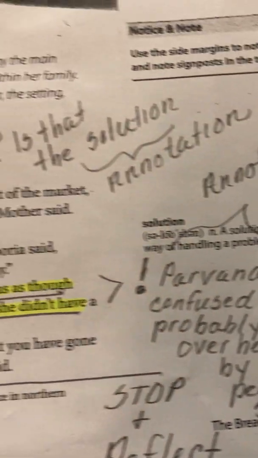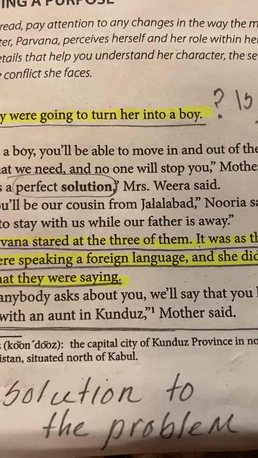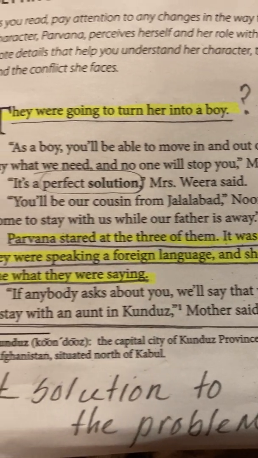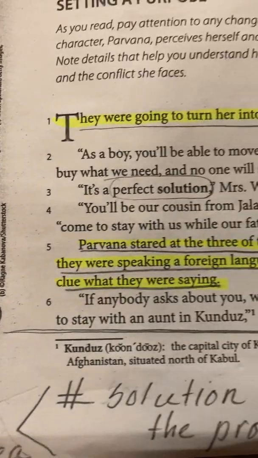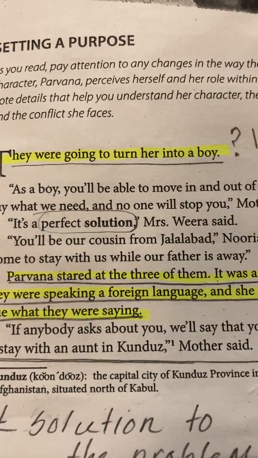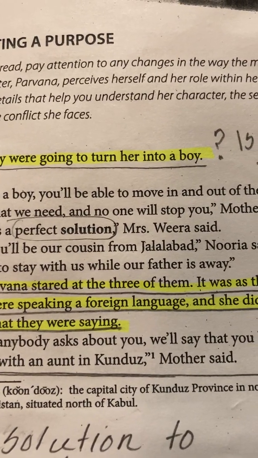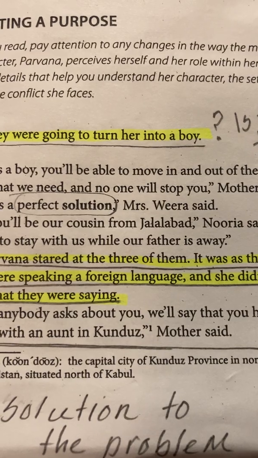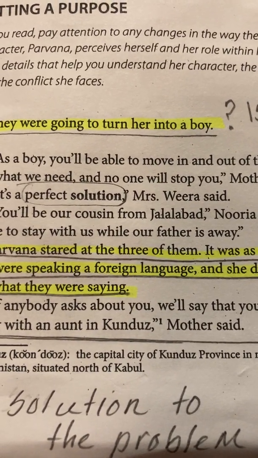Now, at the end of my stopping point, I wrote a mini main idea. That mini main idea is to help me understand and remember what this section is about. So as we reflect on what this section was about, it was their solution to the problem, turning her into a boy.